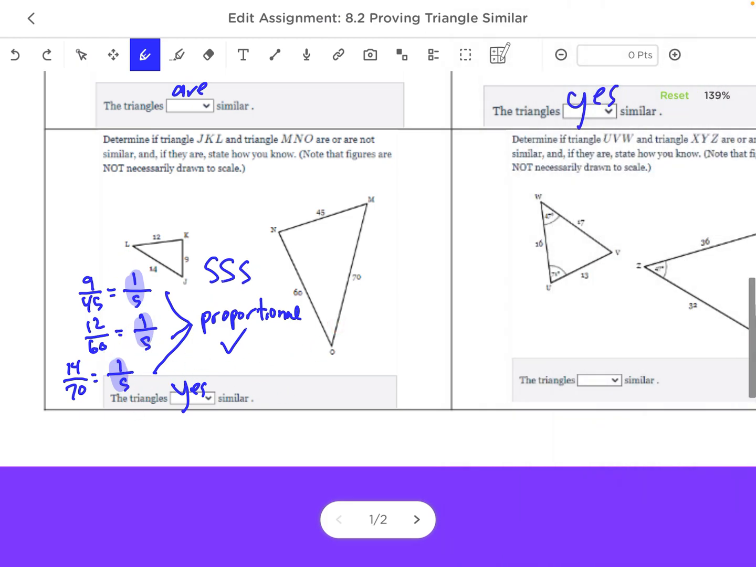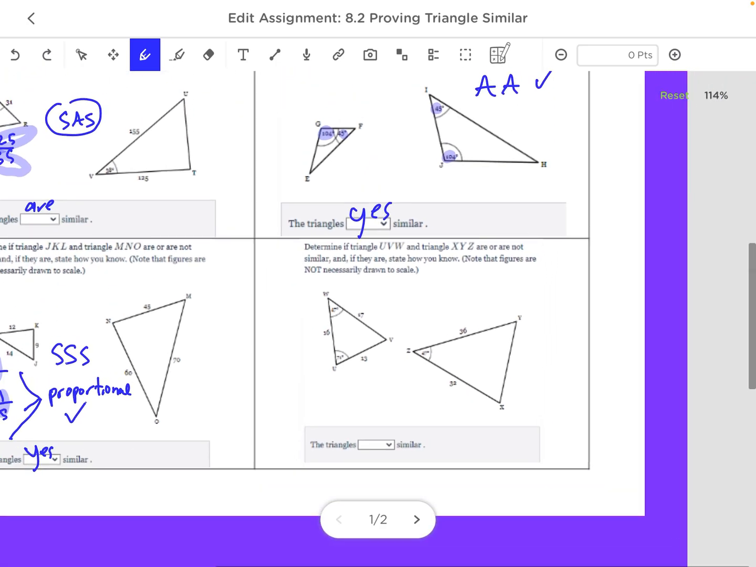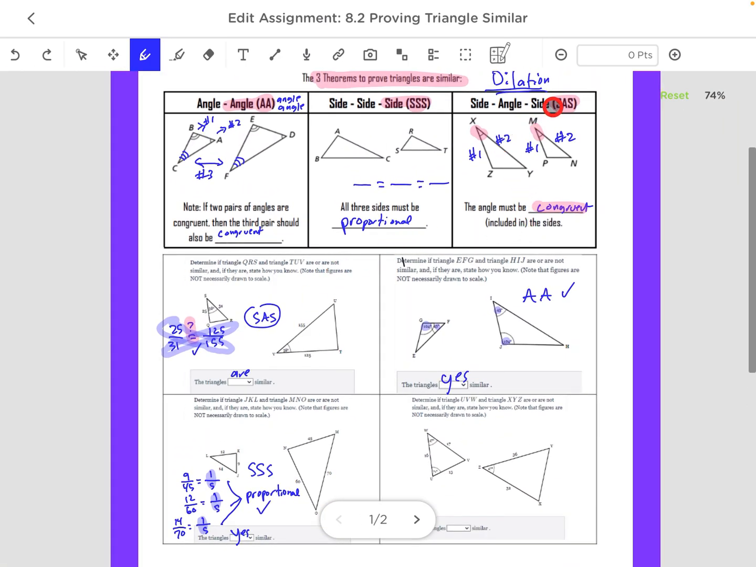Okay, then let's go to our last one. It says determine if these are proportional or not. So let's take a look. This one's going to the next level. Let's look at these numbers. We have an angle, side, and angle. What do we have over here? Actually, we have a side over here too. So this one we have two angles, this one we have one. So we can't do angle angle on this one, and we don't have three sides, so we can't do side side side. The only one we can do is side angle side.